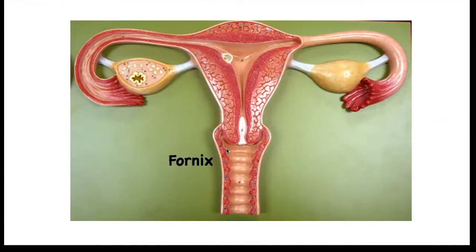The area of the vagina that comes up and surrounds the inferiormost part of the cervix, these little spaces here, is called the fornix. The cervix resembles a donut. The vagina is this structure here.